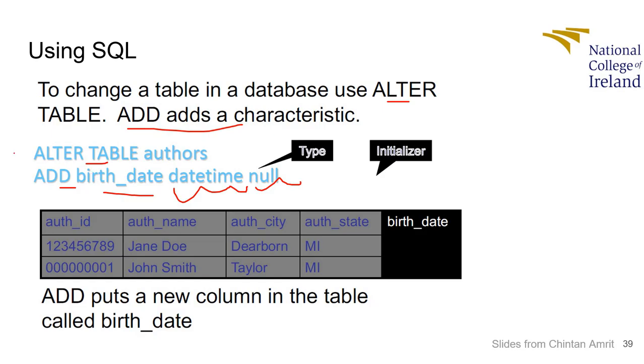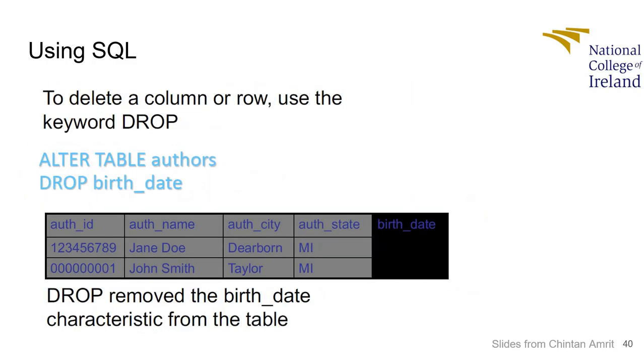And when we run this query, we end up adding a new column to the table called birth date. And then we can populate the column as we like. To delete a column or row, we can use the keyword drop. Again, alter table, authors, drop birth date, and we can drop this column already.